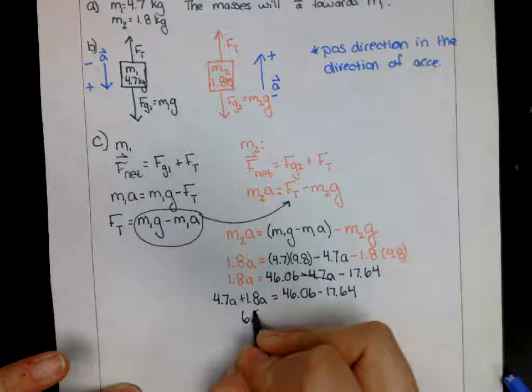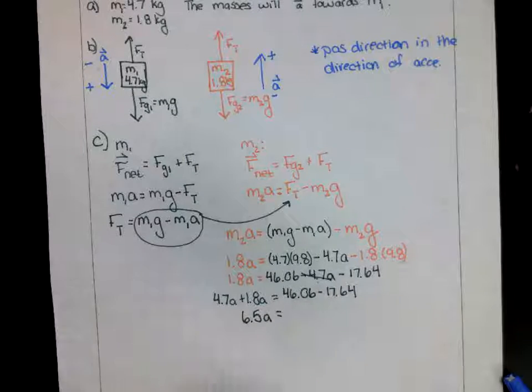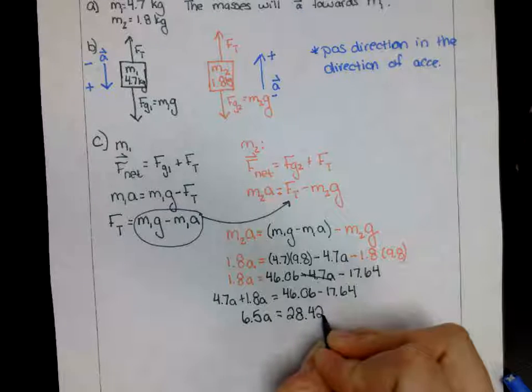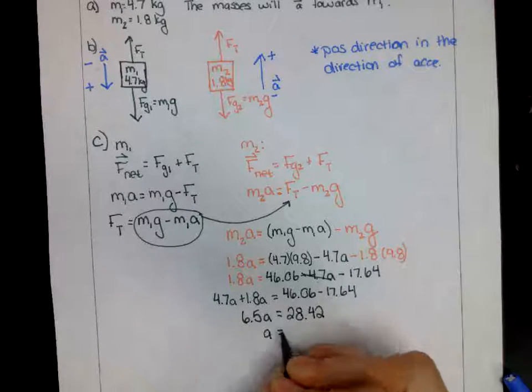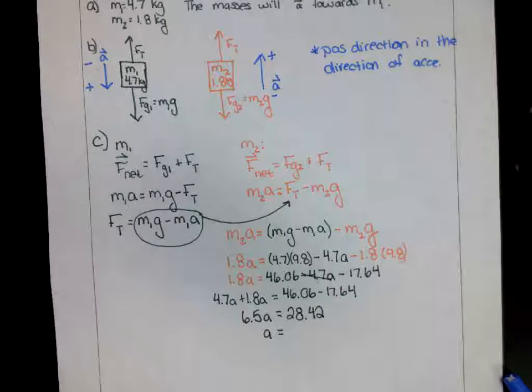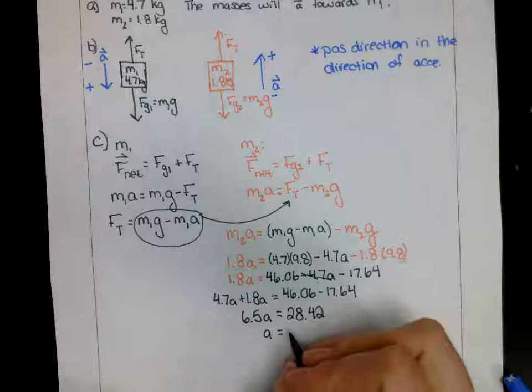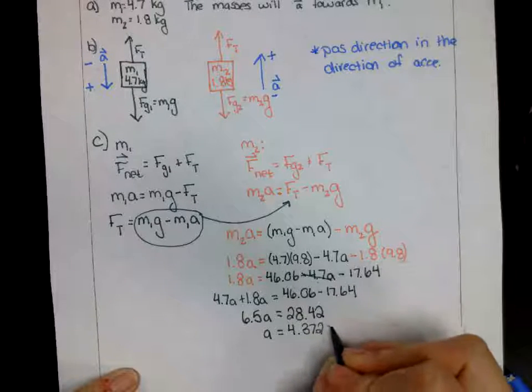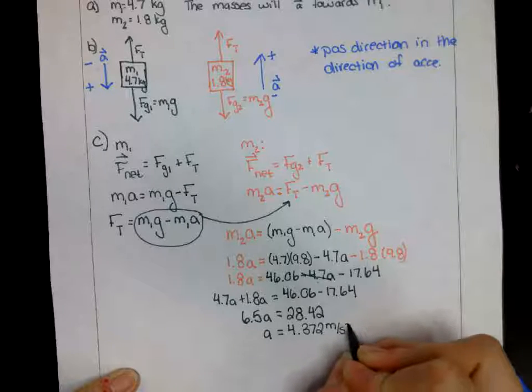So 6.5A is equal to 28.42. So A is equal to 4.372. So my acceleration is going to be 4.372 meters per second squared.